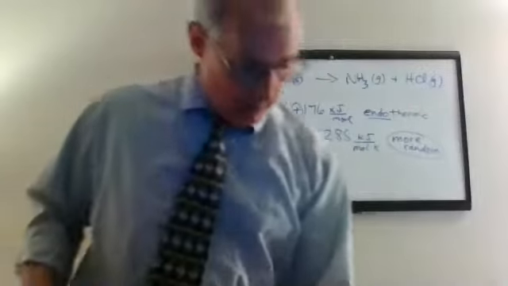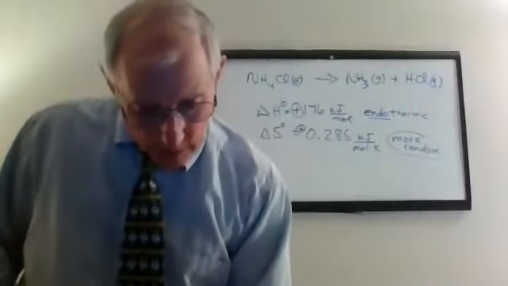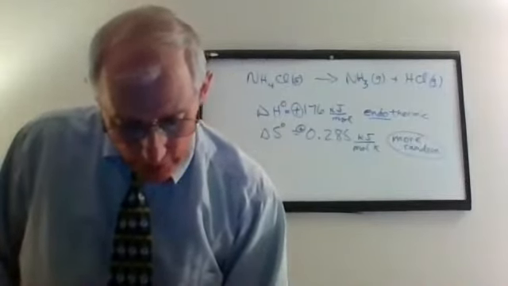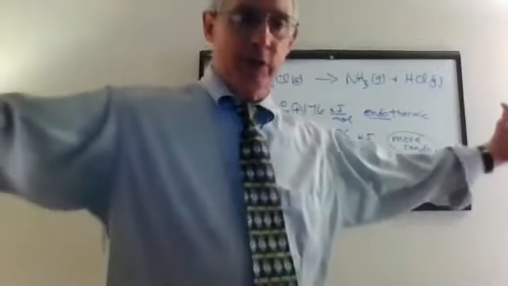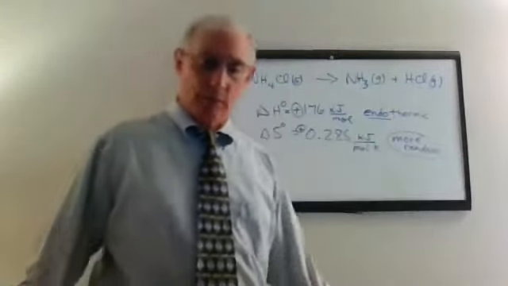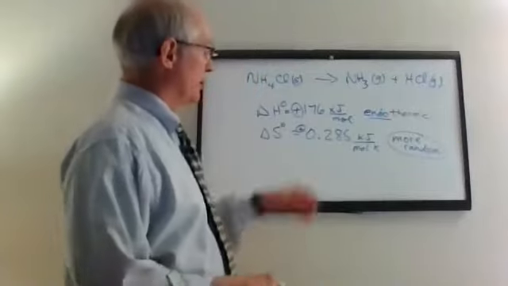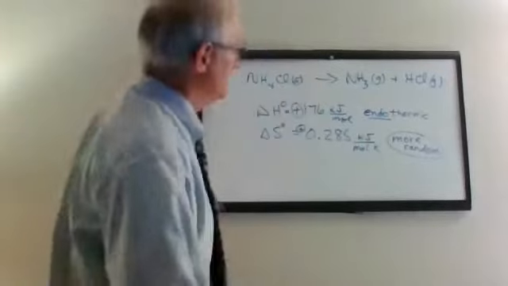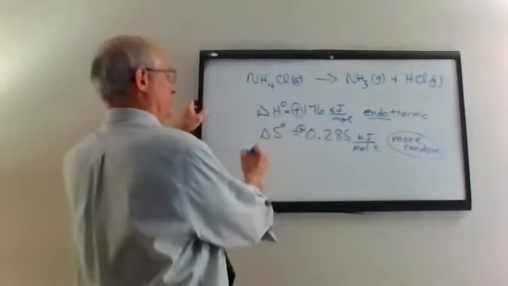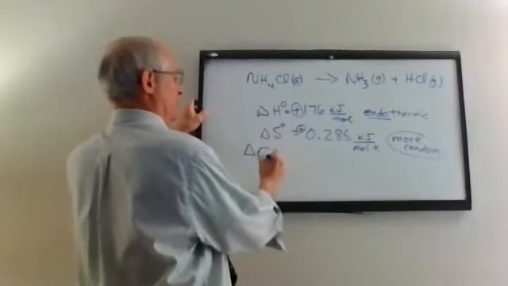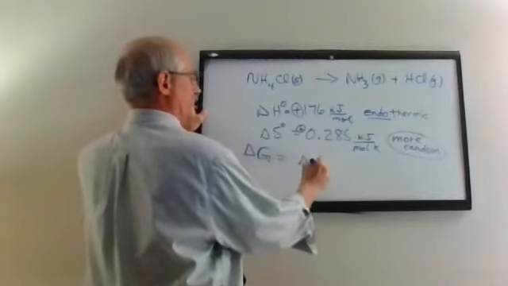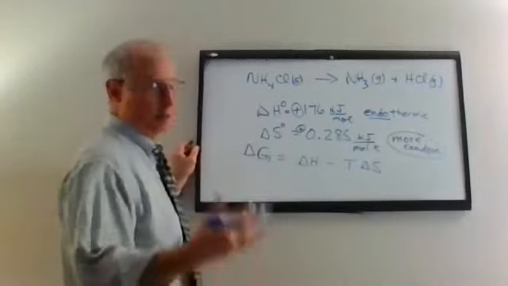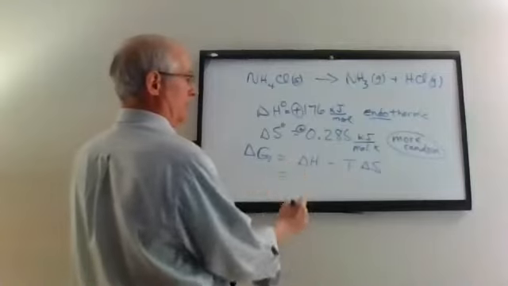Two positives, if you go back and look at page 519, you'll see the two positives only give you a negative delta G at higher temperatures. Is room temperature a higher temperature? Probably not. It needs to be a whole lot higher than 298 K. So delta G is delta H minus T delta S. And all this is plug and chug. Let's find out what delta G is.